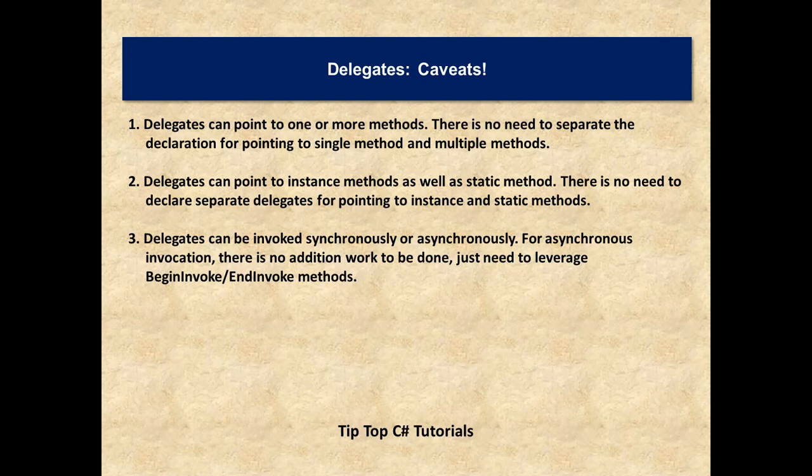The third and final point is delegates can be invoked synchronously or asynchronously. When I showed you the list of methods in System.MulticastDelegate, there are methods like Invoke and methods like BeginInvoke and EndInvoke. So there is built-in asynchronous support for invocation. There is no additional work you need to do. You just need to leverage the BeginInvoke and EndInvoke methods.